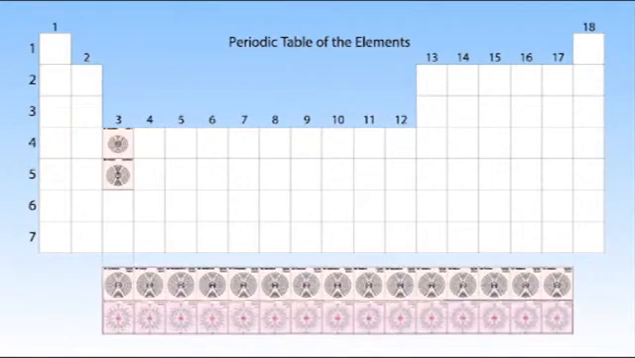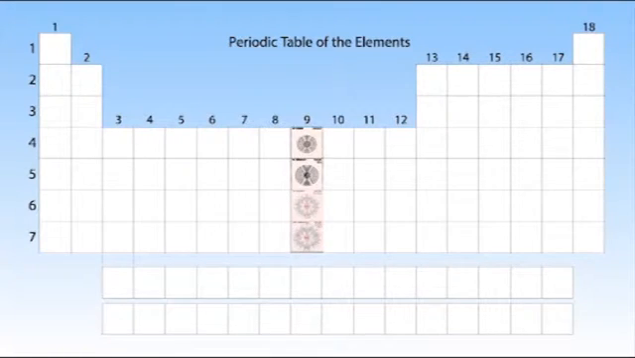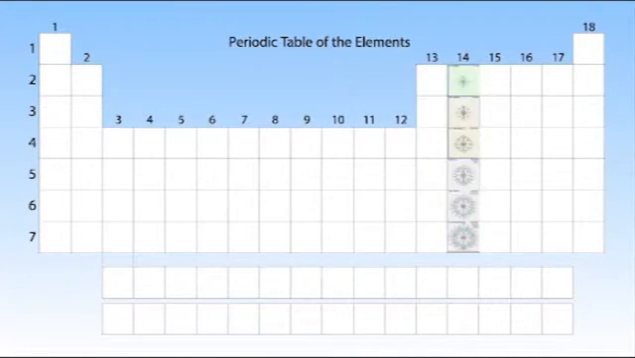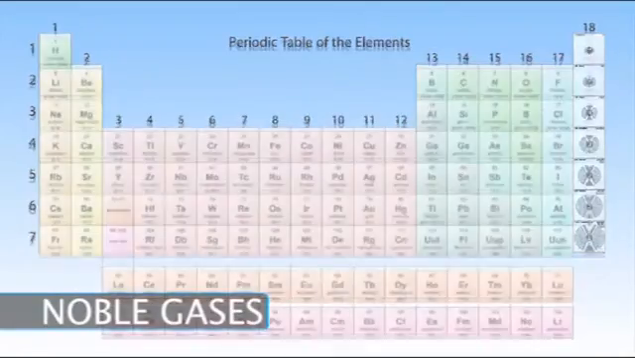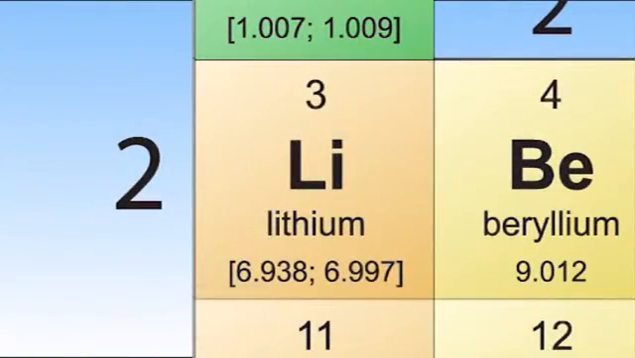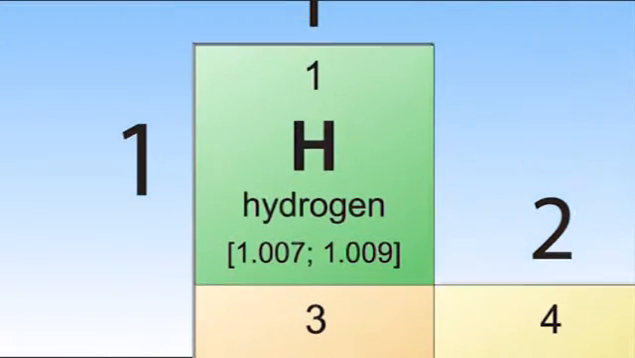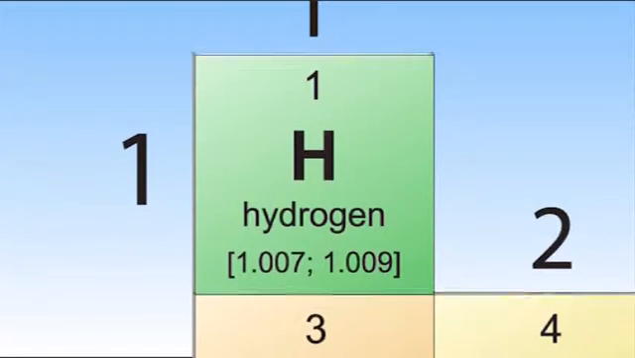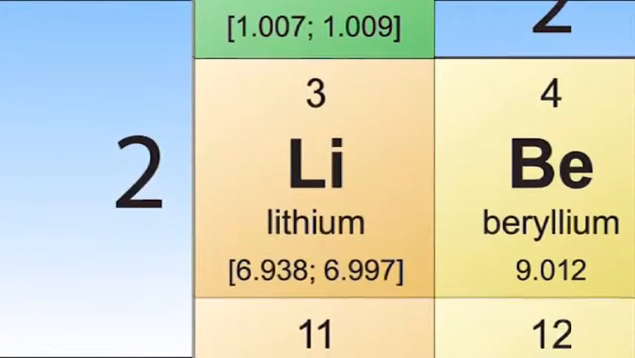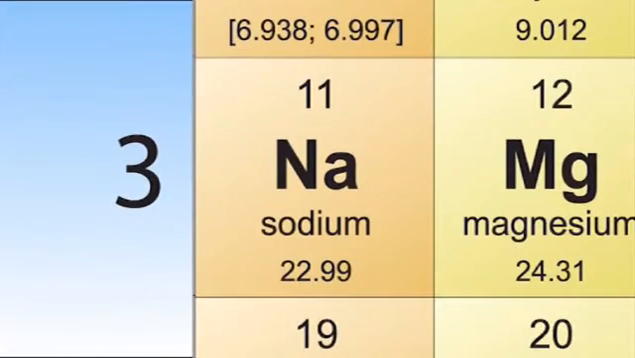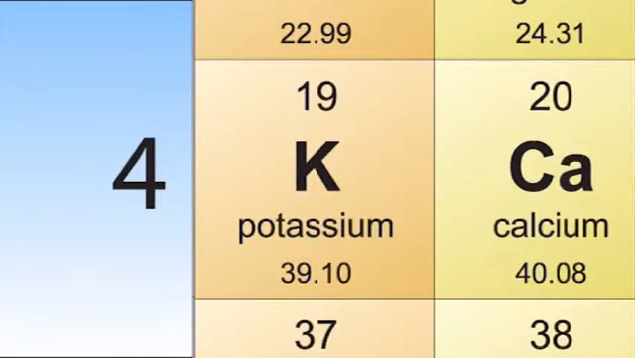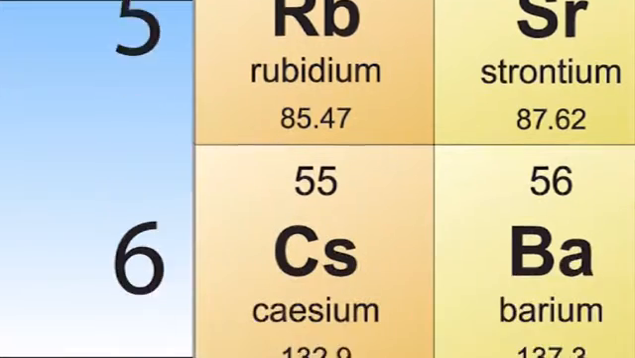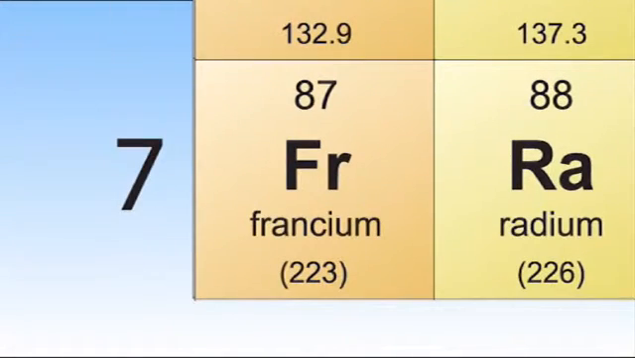The groups are numbered numerically from 1 to 18, beginning with the leftmost column, the alkali metals, to the rightmost column, the noble gases. Lithium with atomic number 3 is in the first group, the alkali metals. There are several exceptions regarding the periodic table, and one is that hydrogen is in the first column, but it is not considered to be an alkali metal. The rest of Group 1 consists of lithium, Li, sodium, Na, potassium, K, rubidium, Rb, cesium, Cs, and francium, Fr.